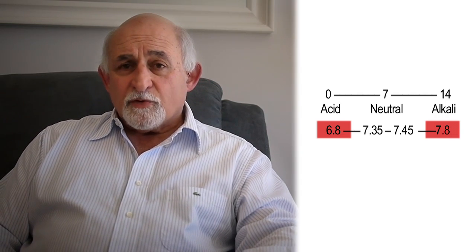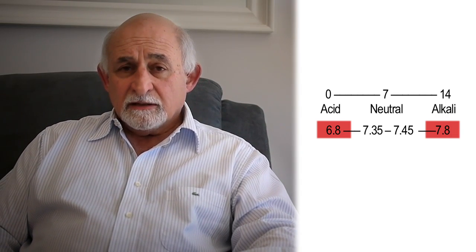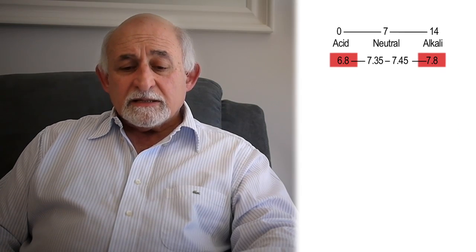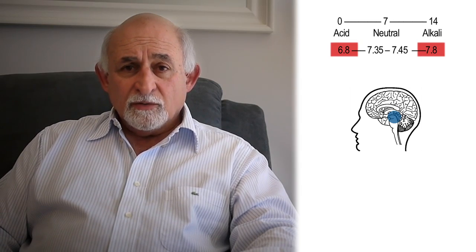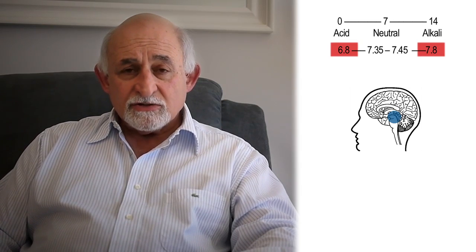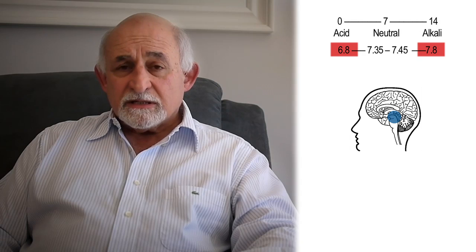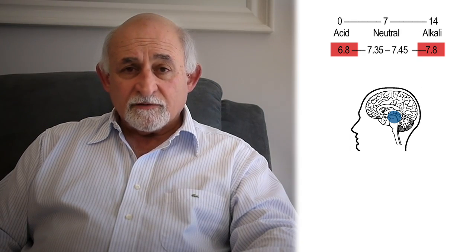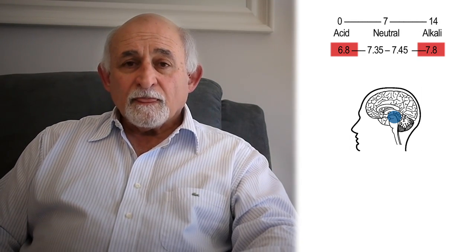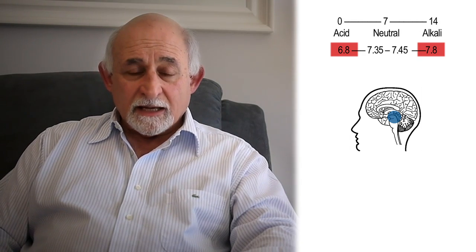So it's important for the brain to constantly monitor the pH of the blood. And it does this through a little sensor in the brain stem, which is sensitive to pH change. And when the sensor sees that the pH is moving either side of the optimal 7.35 to 7.45, it has to do something to bring it back into balance.